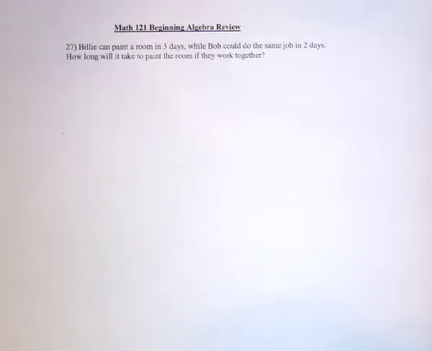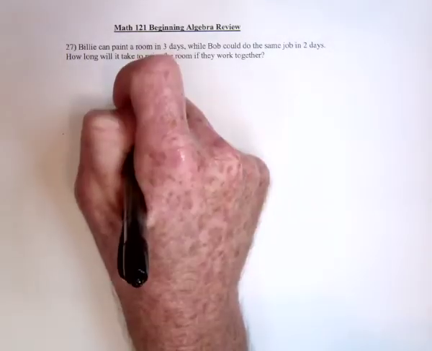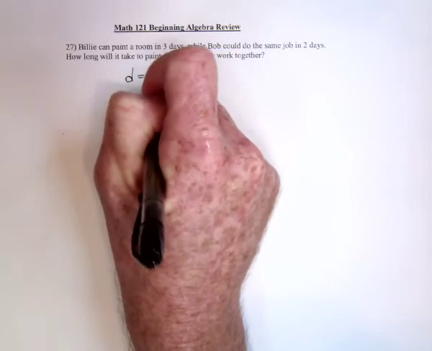So Billy can paint a room in 3 days, and Bob can do the same job in 2 days. How long will it take if they paint the room together? Well, believe it or not, this is very much like a problem that's distance equals rate times time.